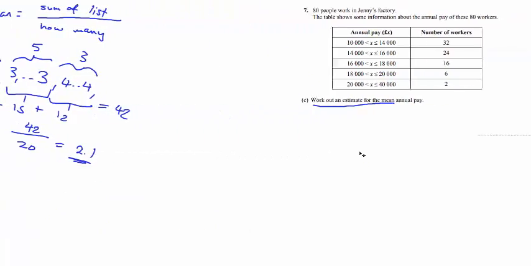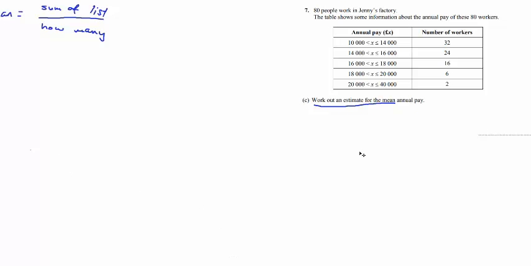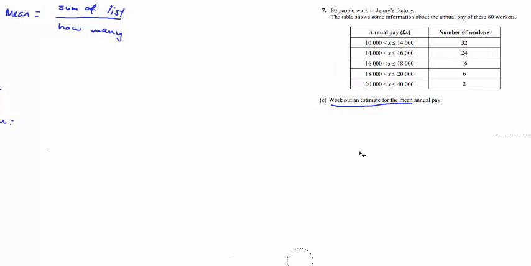Now, let's have a look at this. Let me drop that out. So, the way you do the mean is always going to be the same. The mean never changes. Now, here you'll notice it says work out an estimate for the mean. Now, remember, to work out the mean, you always need a list. Now, we run into a problem here, because what the top row is saying is we've got 32 workers who earn between 10,000 and 14,000. But we genuinely have no clue what those numbers are.